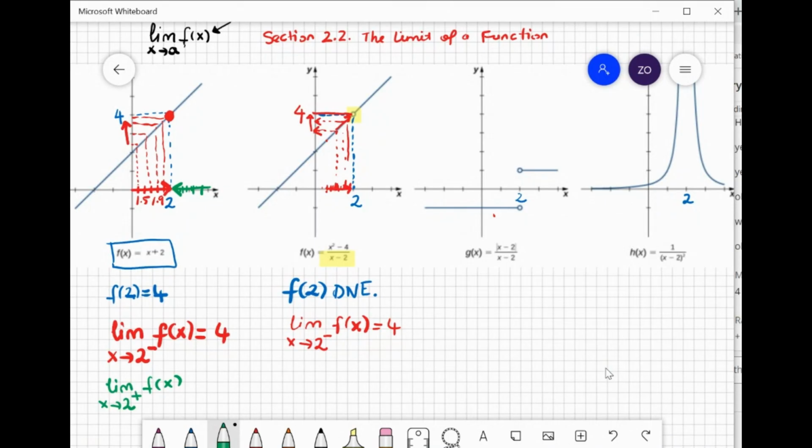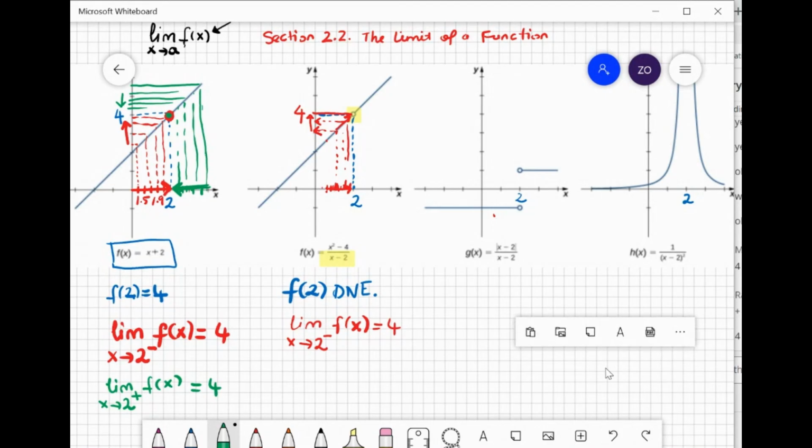So if you are choosing numbers that are getting close to 2, but that are larger than 2, and you are checking what happens to their y values, you are getting closer and closer. Where are the y values getting close to? They are getting close to what number? 4. Thank you. So in the first example, when you get closer to 2 from right or left, in either case, the function values, the y values, get close to 4.